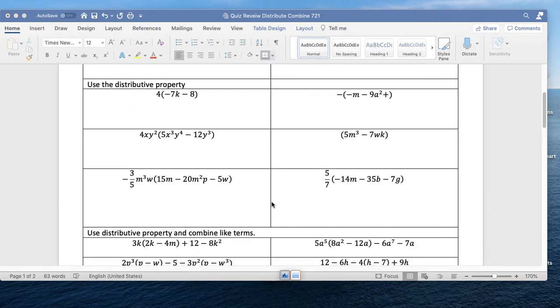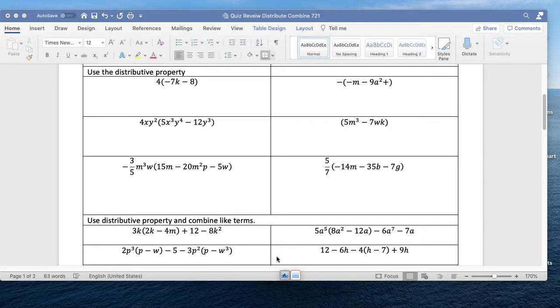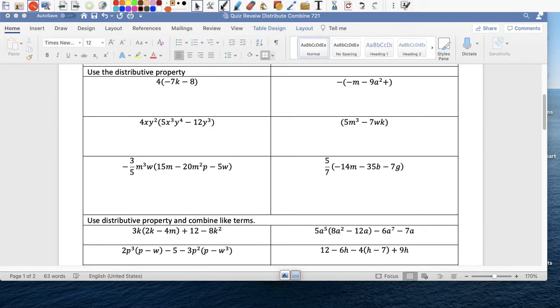Where am I? Okay, so next. So here, did I just do this? Yes, I did the first 4. Okay. And then let me do the bottom.